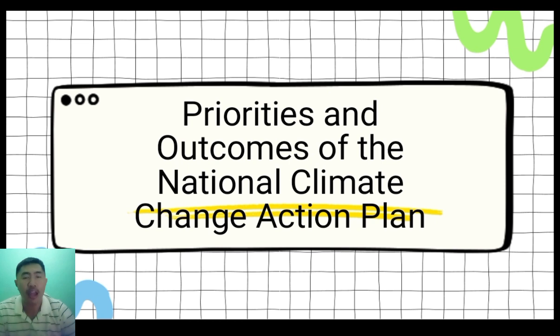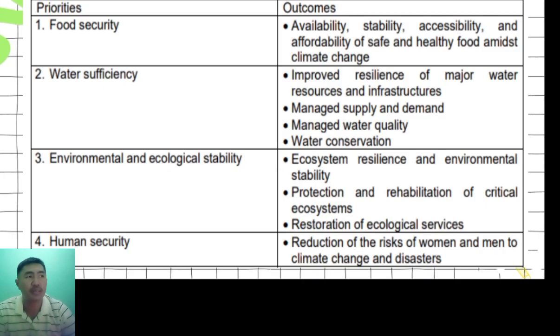Next, priorities and outcomes of the National Climate Change Action Plan. So first is the priority, food security. The outcomes are availability, stability, accessibility, and affordability of safe and healthy food amidst climate change.